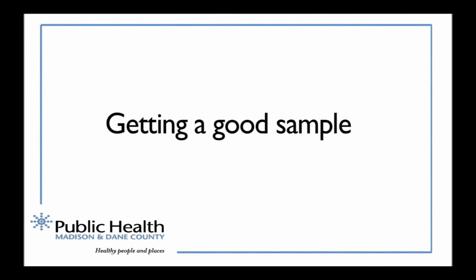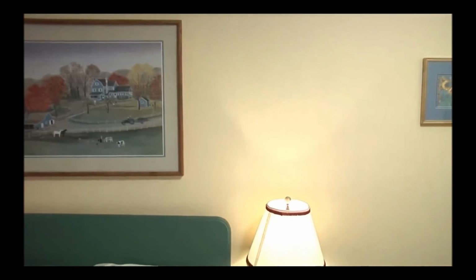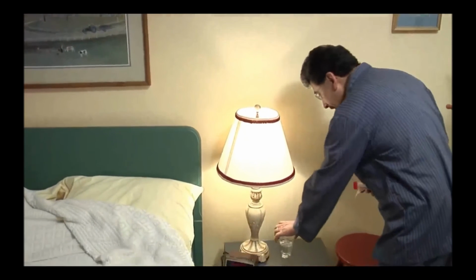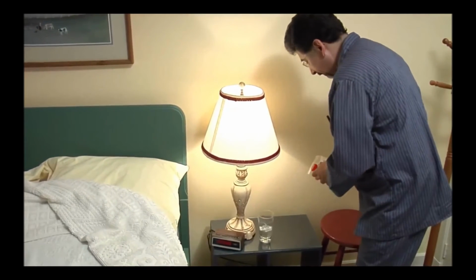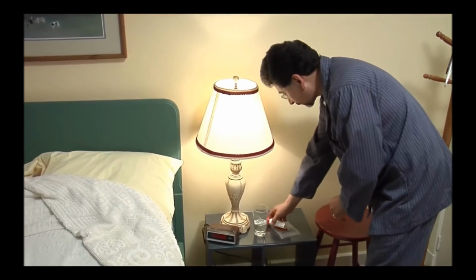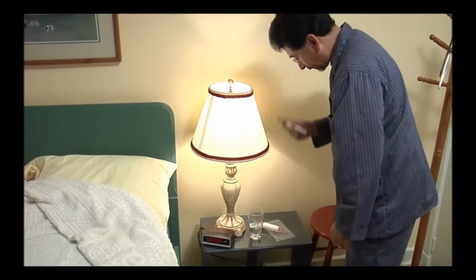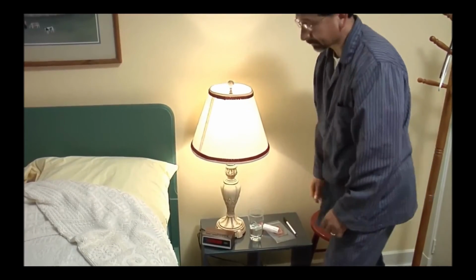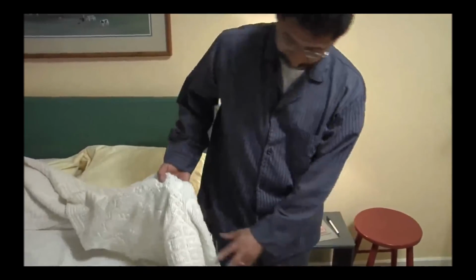So let's see how it's done. Here are a few easy steps to make sure you get a good sample. First, get your supplies ready before you go to bed. Put the specimen cup and biohazard bag you were given, along with a pen, near your bed before you go to sleep, so everything is easy for you to find when you wake up.